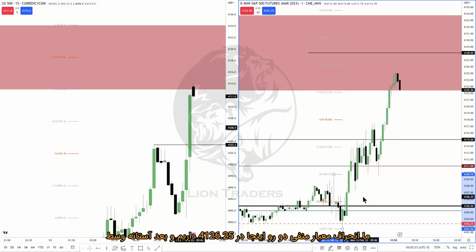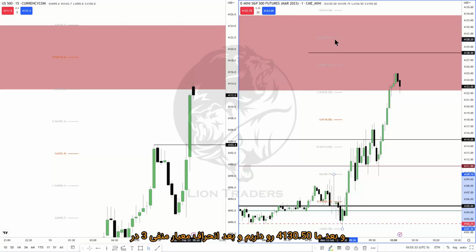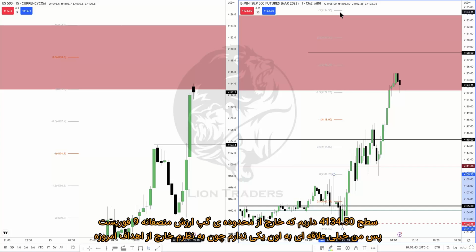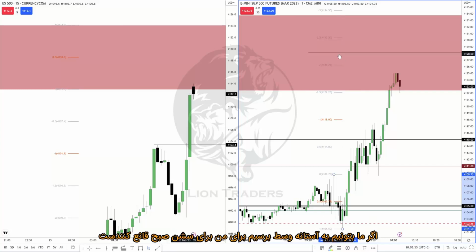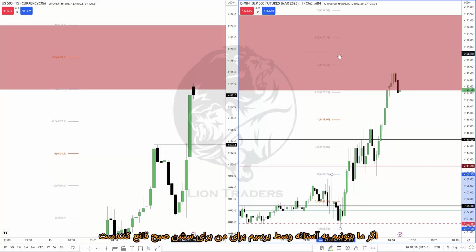So we have a standard deviation of -2 here at 4126.25, then consequent encroachment, and then we have 4130.50, and then -3 standard deviations at 4134.5, which is outside the spectrum of the February 9th fair value gap. So I'm not really interested in that one because that's, in my opinion, a little overzealous for today. If we can hit consequent encroachment, that's satisfying for me for the morning session.